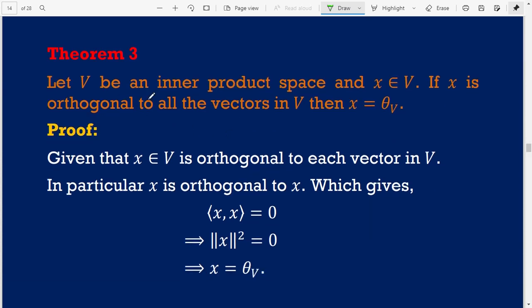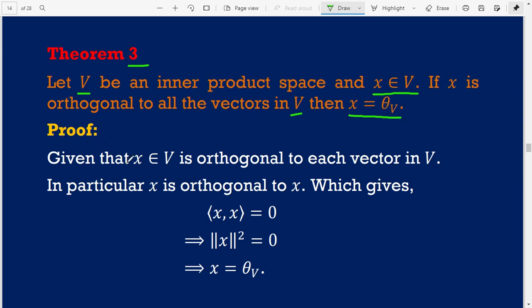Now the next theorem: let V be an inner product space and X belongs to V. If X is orthogonal to all vectors in V, then X is equal to 0 vector. Here we have given V be an inner product space and X belongs to V. If X is orthogonal to all vectors in V, then X is equal to 0 vector.